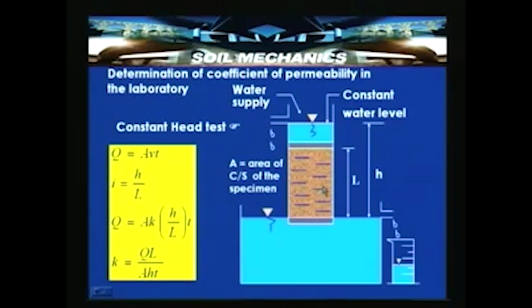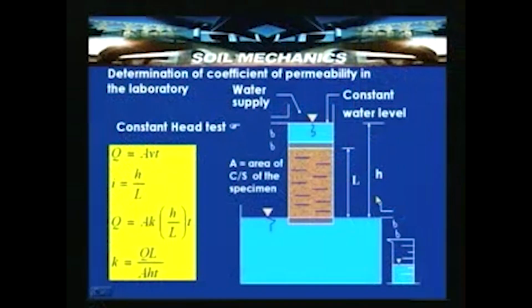A is the area of the cross section of the specimen perpendicular to the direction of the flow. So, this is an arrangement for constant head test. Here, in order to calculate the flow or coefficient of permeability, after establishing steady state seepage conditions, what one has to do is collect a known amount of water, say Q, in a given time t.